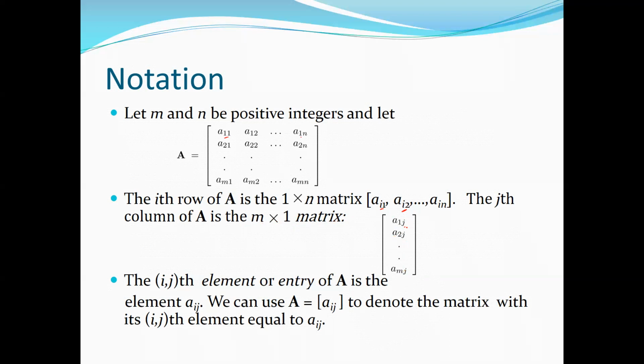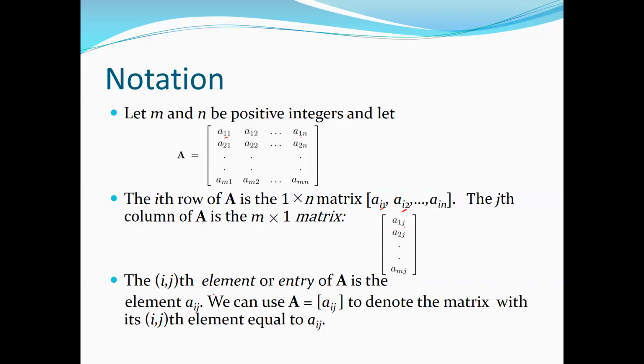So for example, if j is 7, this would be A17, that means first row, seventh column. This element belongs to the first row and the seventh column. A27 is the element in the second row and the seventh column, and so on. Am7 means the element at the mth row with the seventh column. So this is how we represent the column notation.